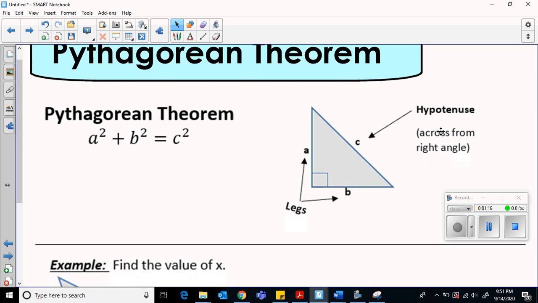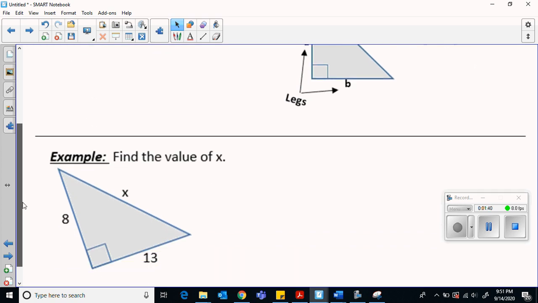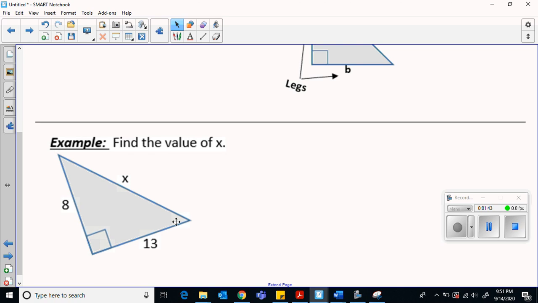Again, the hypotenuse is the side that's across from the right angle. A right triangle has to have a right angle, and the side across from it is the longest side of the triangle. The other two sides are what we call legs, and those are a and b, and it doesn't matter which one is a and which one is b. So let's practice a generic problem: finding the value of x when I'm given the other two sides. We can use the Pythagorean theorem because we have a right triangle.